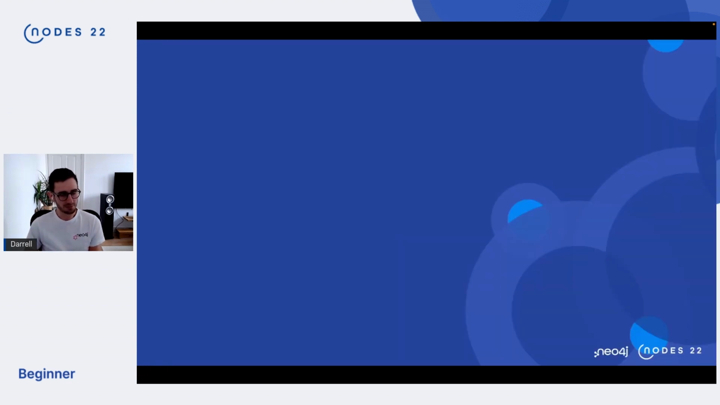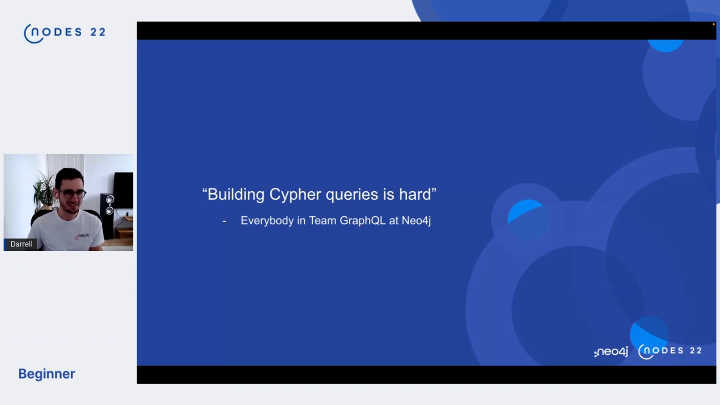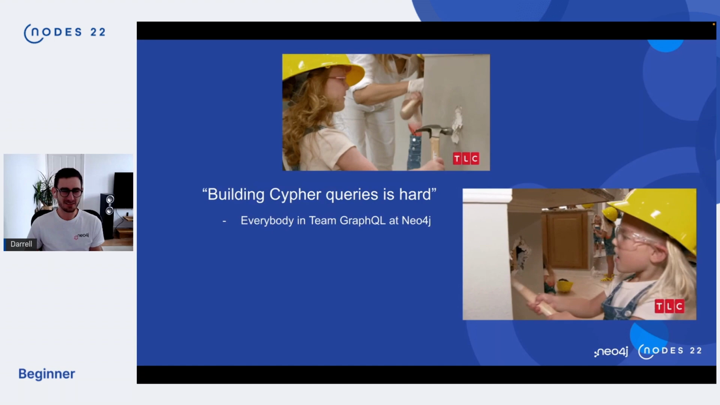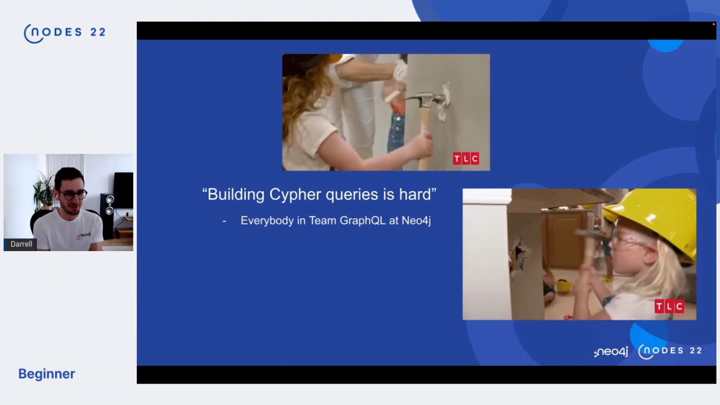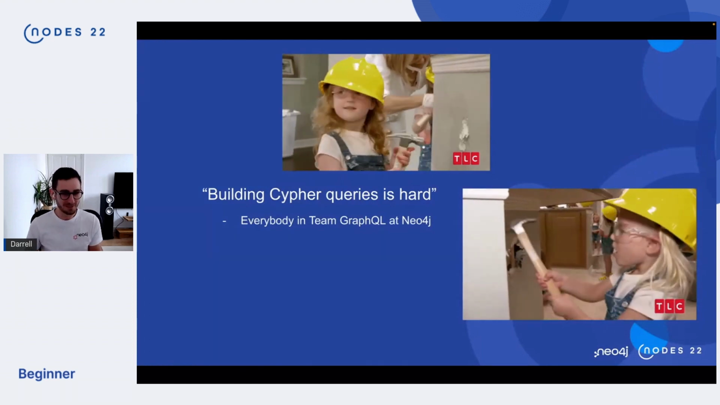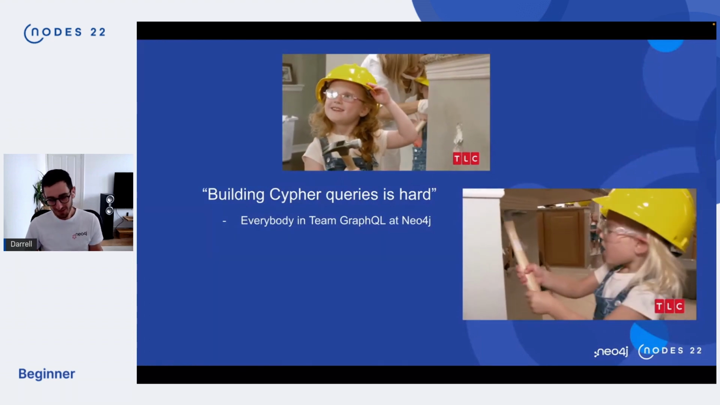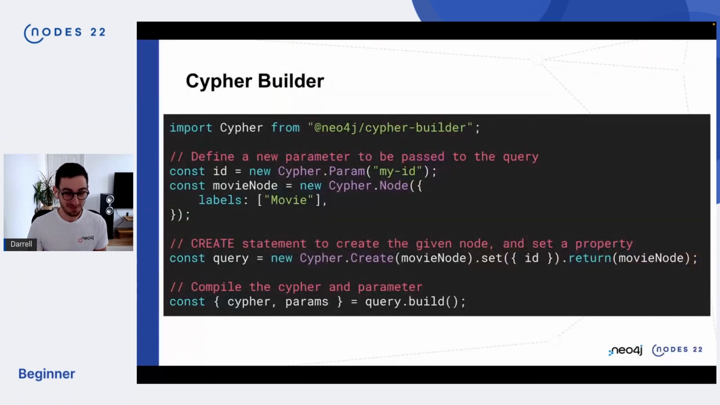Now, a quote from the GraphQL team. Building Cypher queries is hard. And here's some live footage of us in the office trying to mash together Cypher in a way that works for what we need in the GraphQL library. So we needed to do something about this. And this is where the Cypher Builder came along. This is a brand new library which has come out of the GraphQL team. And it's what we're using in the majority of our Cypher generation in the library now.